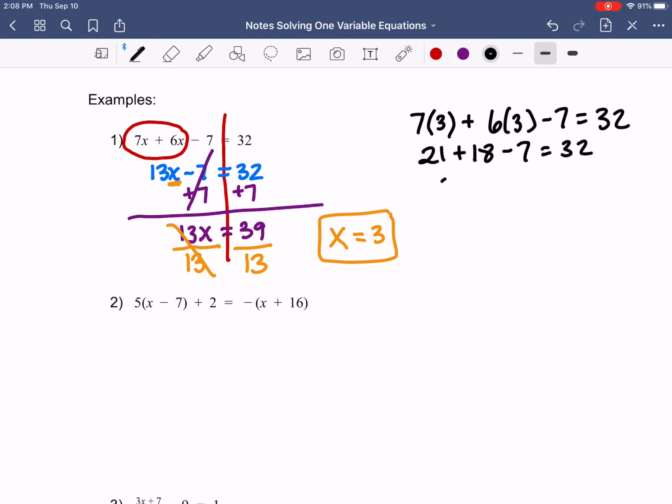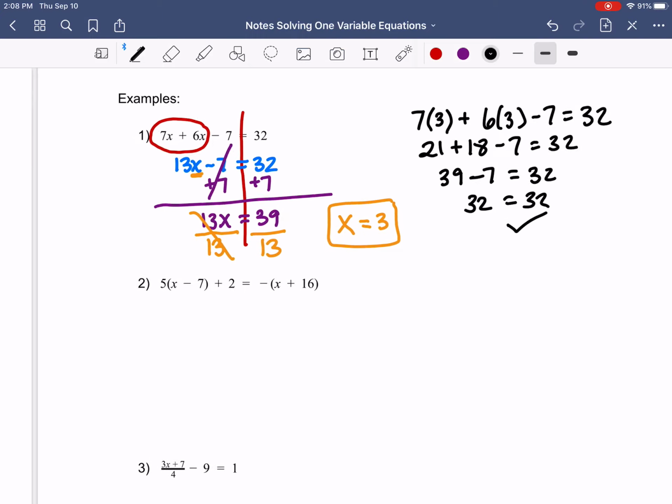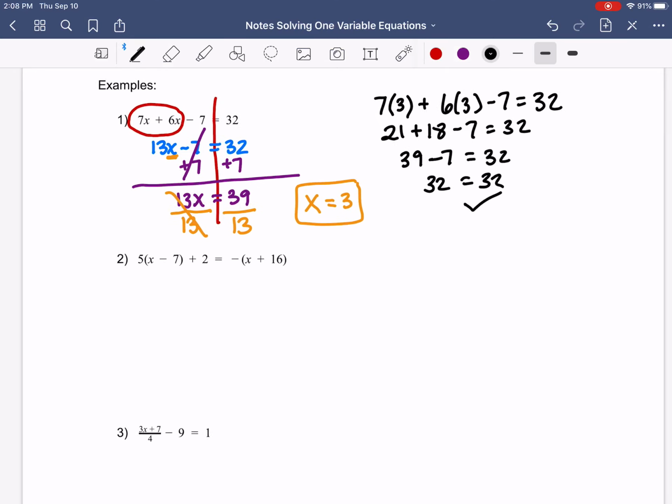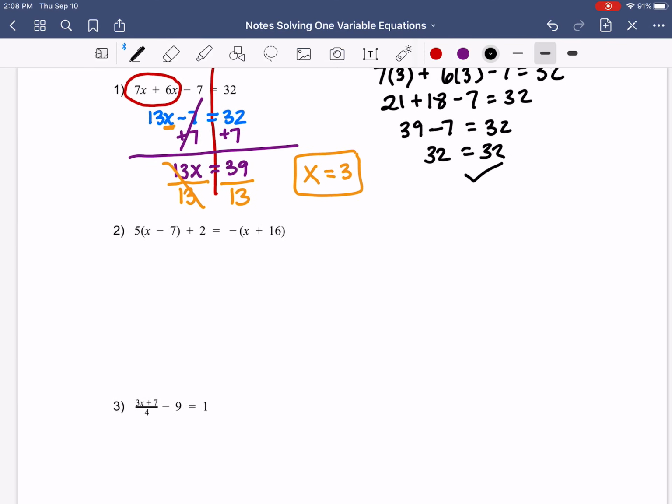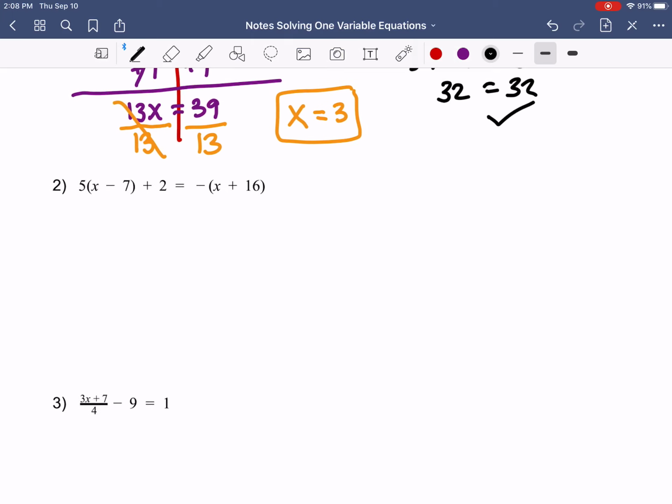21 plus 18 is 39. Is 39 minus 7 32? Indeed it is, so it worked. So if you don't get something that's equal, then you know you made a mistake somewhere and your answer is not right. Okay? All right, let's do number 2.